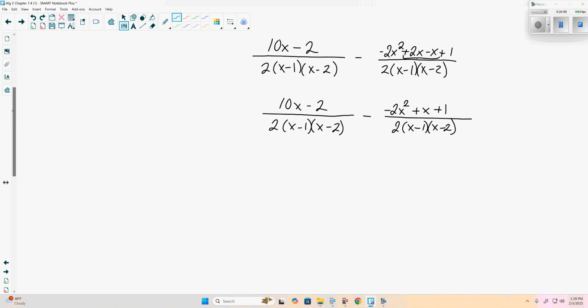Now, since our denominators are the same, we can put them as one fraction with that common denominator on bottom. And we can subtract the numerator.